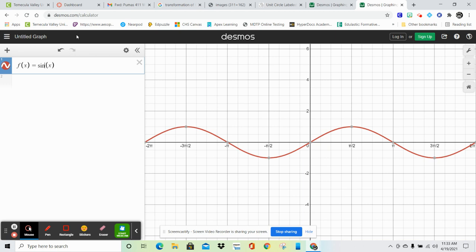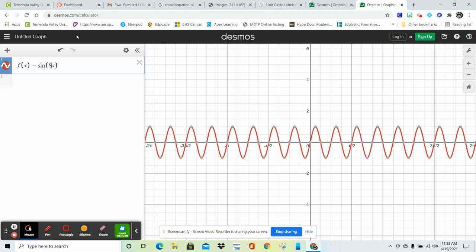All right. What if I throw in an 8 here? Okay, what is my period now? Is it 0? Is it pi eighths? Is it pi fourths? Is it pi halves? Okay, what's going to be my period?